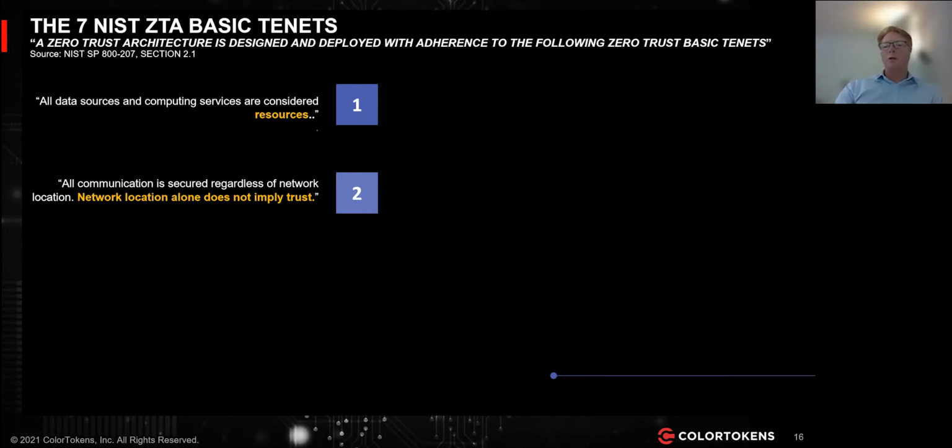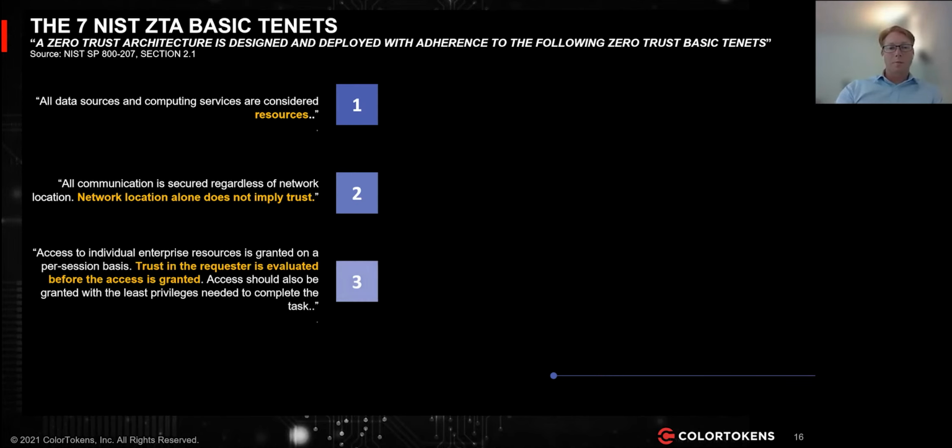That means that just because we are inside the network doesn't mean that we automatically provide access to anyone. It doesn't matter in this situation, meaning that we can defend ourselves equally well, whether we are on the outside or on the inside, in the DMZ or wherever we are. It also says, as we said before, trust in the requester, the accessor, must be evaluated before the access is granted. That is a basic tenet, a core principle, here a sub-principle. And access should also be granted with least privilege. How do we do that? Let's have a look into that as well.